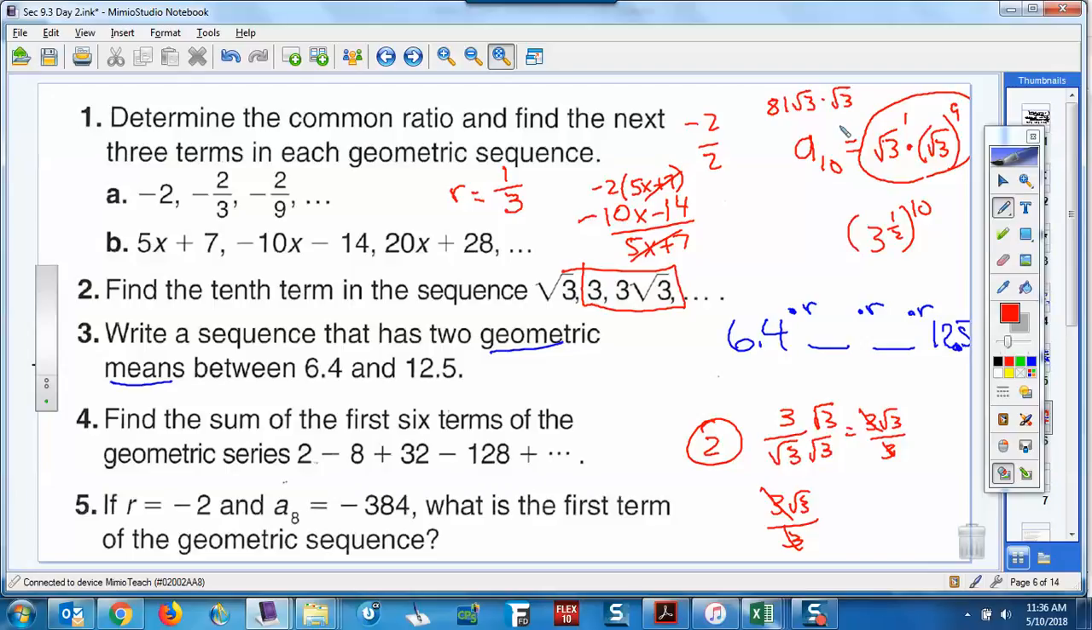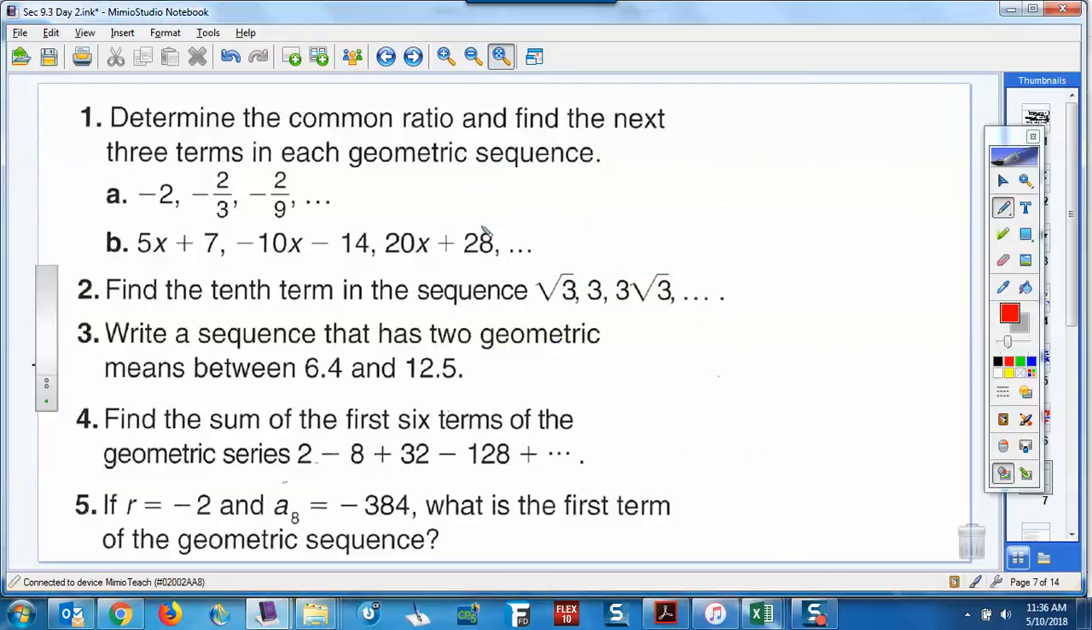So we want to be able to handle those square roots, okay, if it doesn't come out real nice on your calculator. So try it on your calculator, see what happens. Okay, let's get here to number 3 that we were talking about a minute ago.